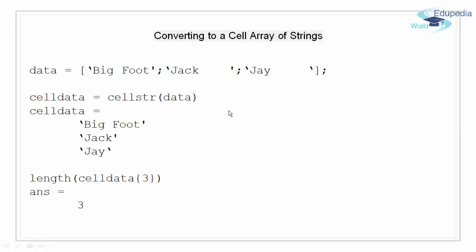To understand it better, let's see the code written here. Here we have three names: Bigfoot, Jack, and J. Observe how the padding has been done after Jack and J so that they match the size of Bigfoot. When the data is converted to a cell array of strings using the cellstr function, we see that there is no padding after Jack and J. This can be verified by checking the length of J using the length function, like length of cell data at position 3, that is J, and we get a value of 3. So this shows that there is no spacing after J.